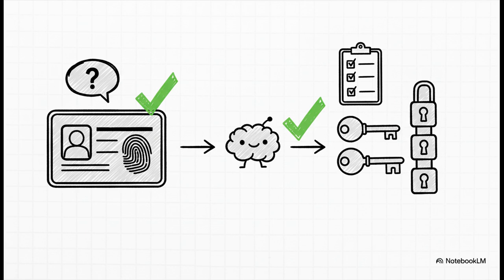So to tackle this big problem, we really lean on two main pillars. First up is authentication, which is all about identity, proving who you are. And then there's authorization, which is about permissions. What are you allowed to do now that we know who you are? Every single request an AI makes has to pass both of these checks, no exceptions.